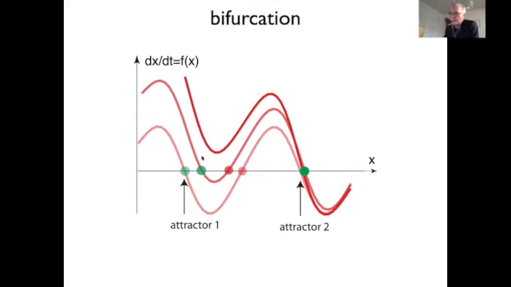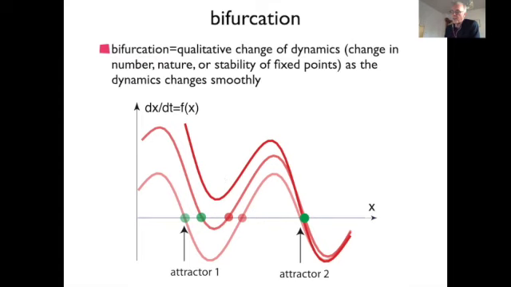And you could imagine at some intermediate value, they will collide. And then as this lifts off, they disappear. There is no longer an attractor there. And that phenomenon around that point, that is a bifurcation. So a bifurcation is a qualitative change of the dynamics. Concretely, you can think of that as a change in the number, nature, or stability of fixed points as the dynamics changes smoothly. And I maybe can make intuitive here what that means.